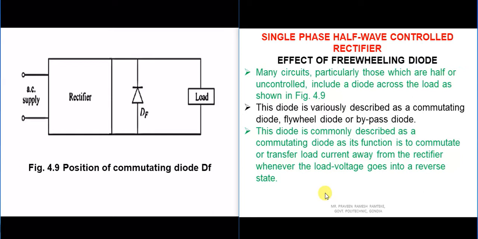This diode is commonly described as a commutating diode. Commutating means turning off, as its function is to commute or transfer load current away from the rectifier whenever load voltage goes into a reverse state. So what is its main function? Its main function is to transfer the load current away from the rectifier whenever the load voltage goes into a reverse state.